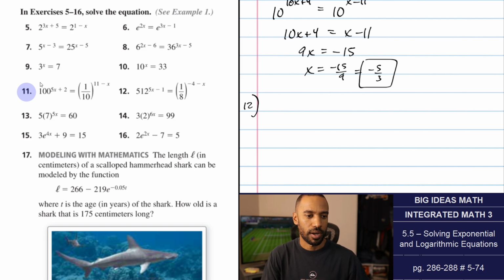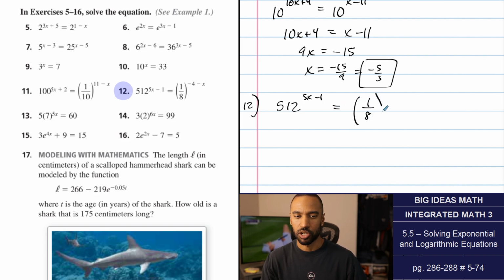512 to the 5x minus 1 equals 1/8 to the negative 4 minus x. As you just saw from the previous problem, it's probably something where you're going to have to change base and get something to match. Now, there's more than one base that you can match on these ones here, but you always want to go for the biggest base possible so you can avoid smaller numbers from here on out.